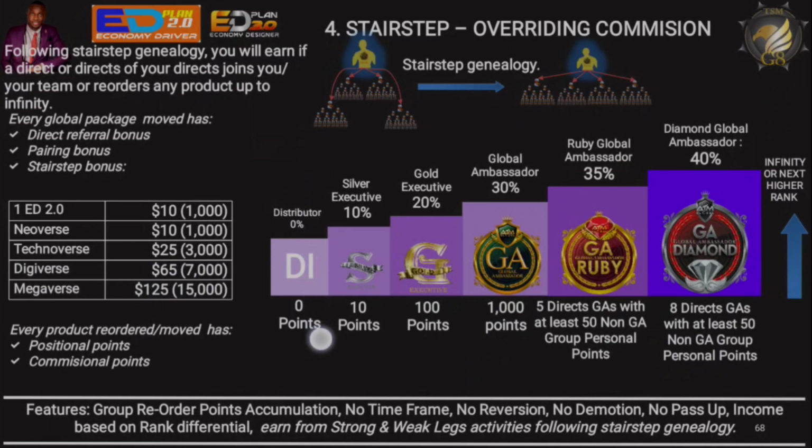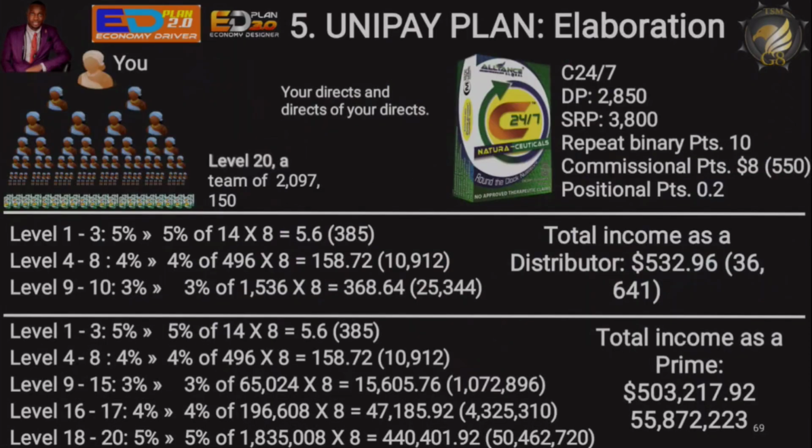So depending on your rank, where you are, you can see this rank has 10%, this one has 20, this one has 30, 35, 40. Depending on your rank, you'll be getting a percentage of these figures if any person joins your team or if your team does anything. If your team connects someone, you're going to get a percentage of these amounts based on your rank, okay? So that is how it is.